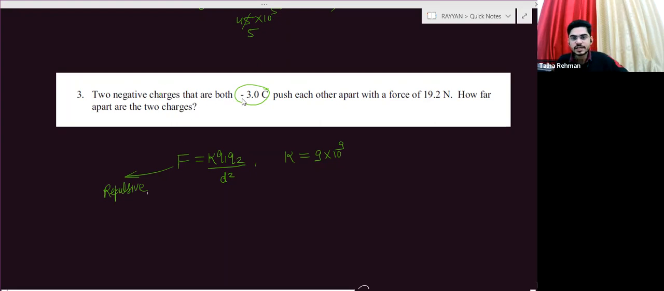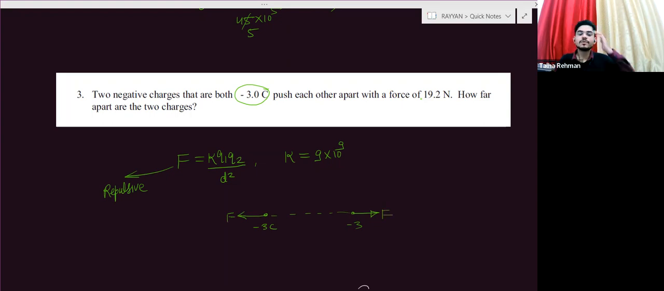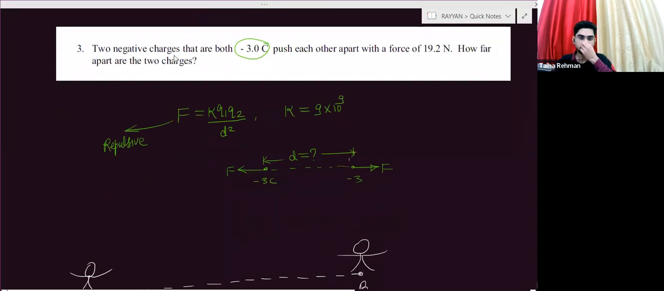They are saying two negative charges push each other apart with a force. One charge is this, another is this, and -3 coulomb charge, here is also -3 coulomb charge. They repel each other with the same force, and that value of the force is 19.2 Newton. They are saying, how far apart are the two charges? Means the distance between the two charges we have to calculate.